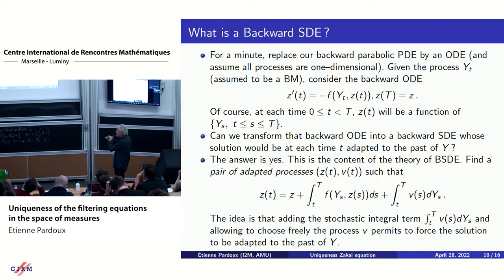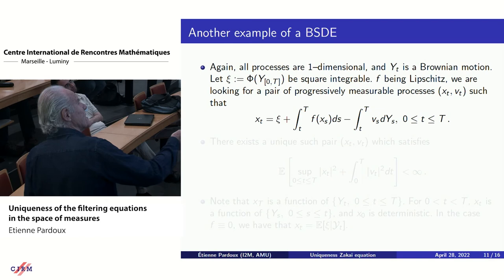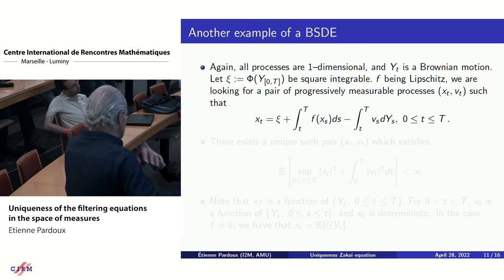Here the problem of adaptation comes from the coefficient of the function F, but maybe it's simpler to understand if the Y enters the final condition. So let me give another example of the same type, but somewhat simpler, I think. Again, everything is one-dimensional on this slide. We go back to BSPDE on the next slide.